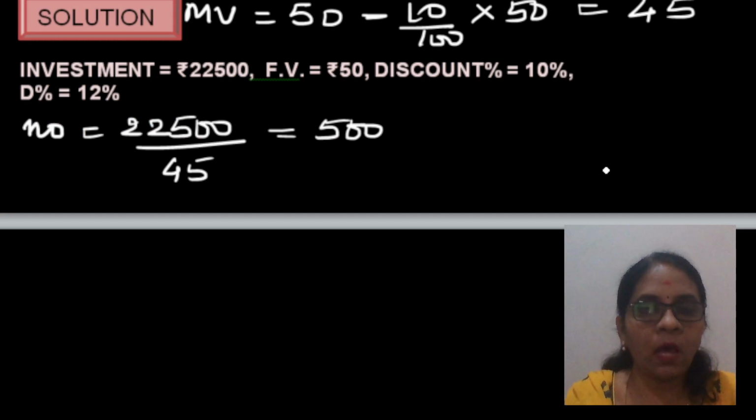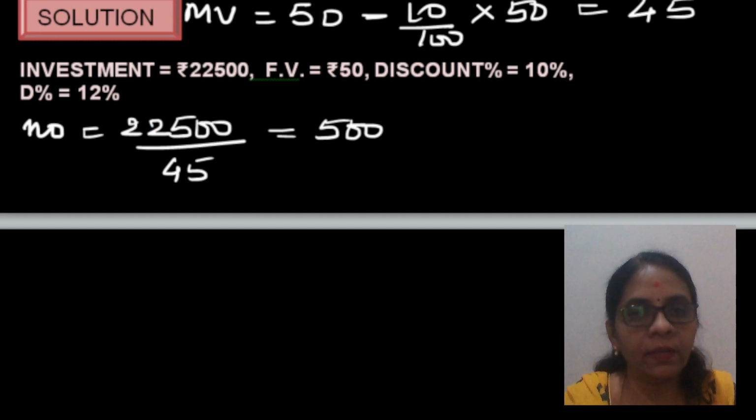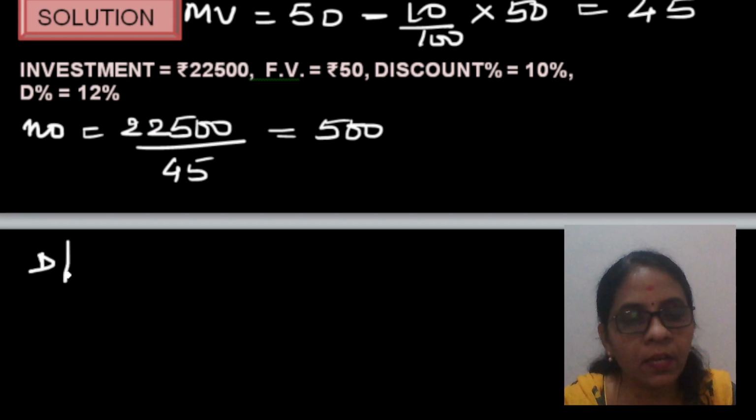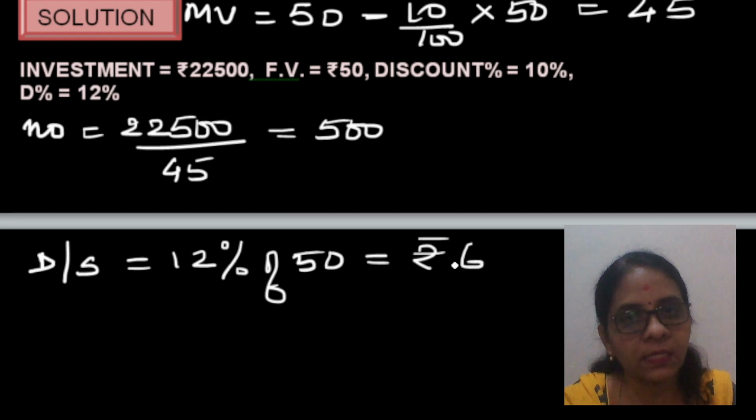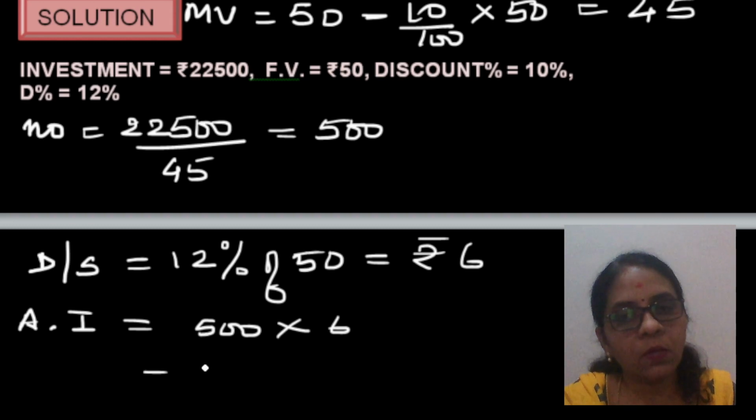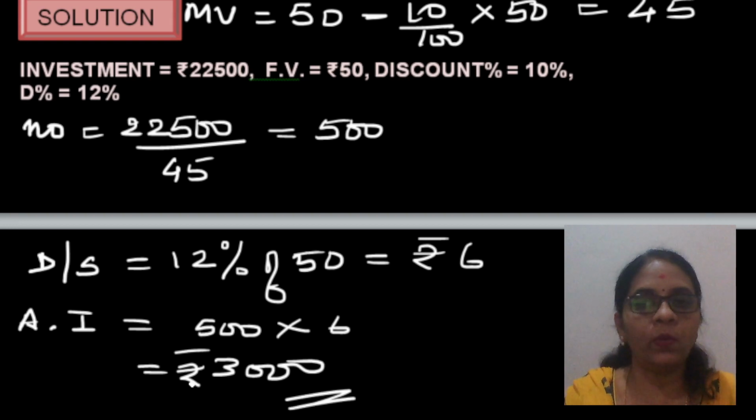Okay. So now annual dividend, to get the annual dividend, first we have to find D per share. So D per share is equal to 12% of 50. What is 12% of 50? It is 12 by 100 into 50, which is 12 by 2, that is rupees 6. Now what will be the annual income? Annual income is equal to number of shares 500 into 6, which is equal to 3000 rupees. This is the annual income.